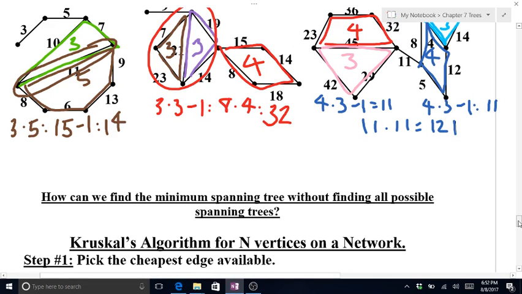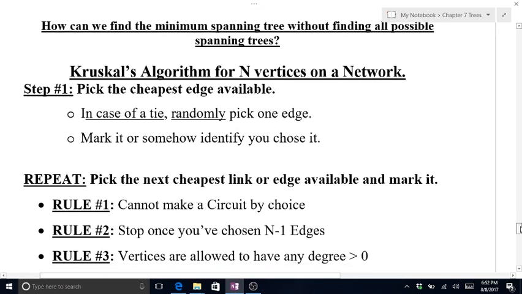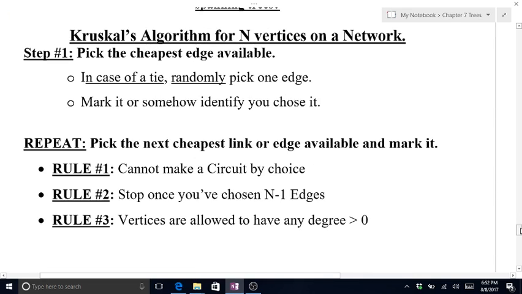So we've got some steps here. Step number 1, first thing you want to do is pick the cheapest edge available. In case you have a tie, just randomly pick one edge. Mark it, highlight it, circle it. I don't care how you do it. Take a colored pen to it, a colored pencil. Somehow identify how you chose it. Repeat this step. Pick the next cheapest link or edge available and mark it.